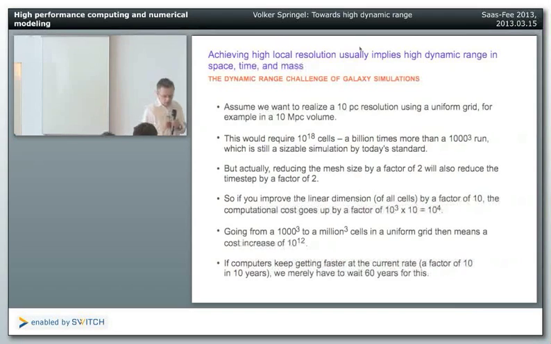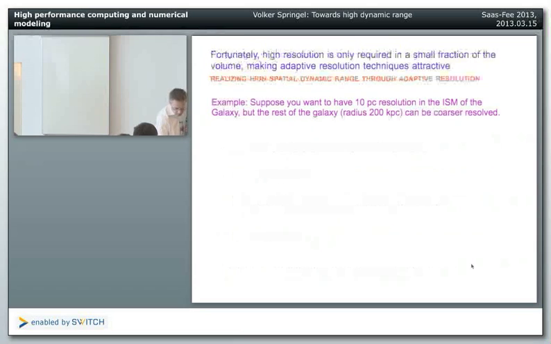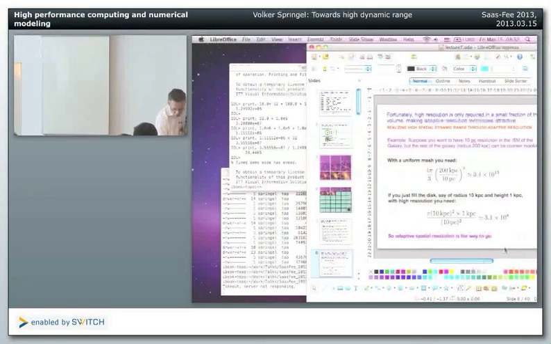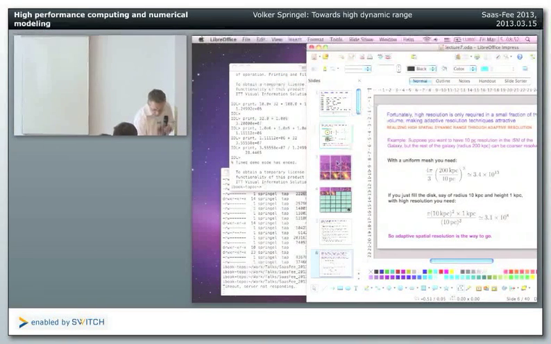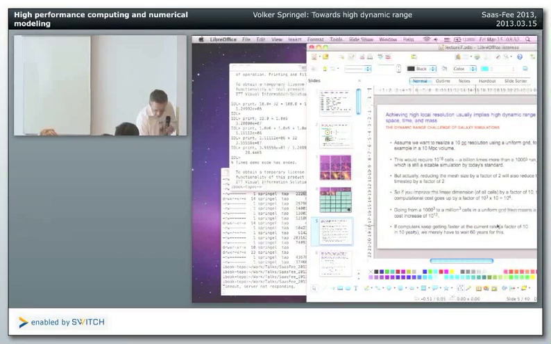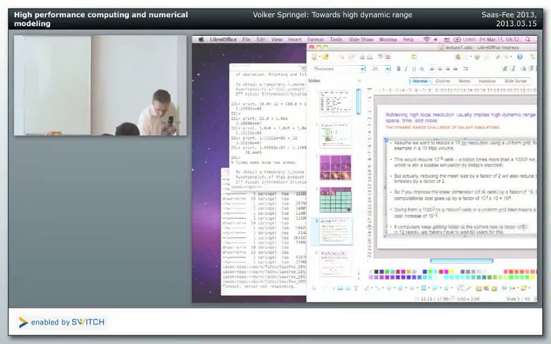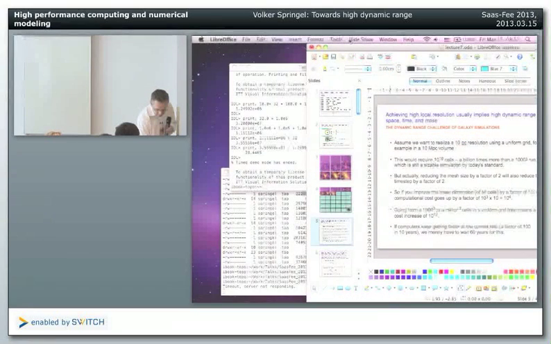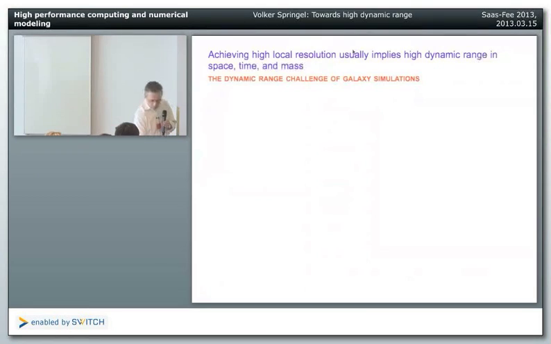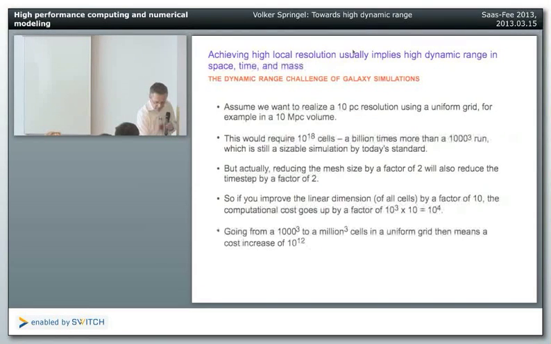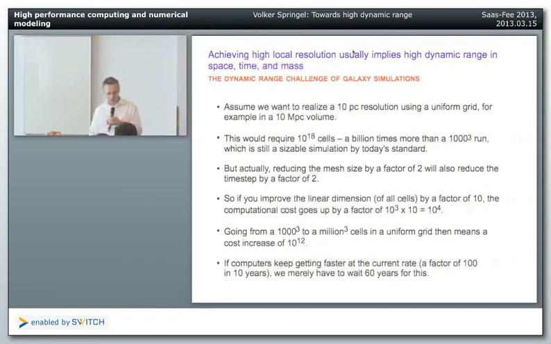A factor of 100, there's a 0 missing, sorry, a factor of 100 in every 10 years. So that means we have to wait 60 years to get this 10 to the 12 power increase. So I hope most of you will still be alive in 60 years. I won't, very likely. So that's not an option either, to wait that long.